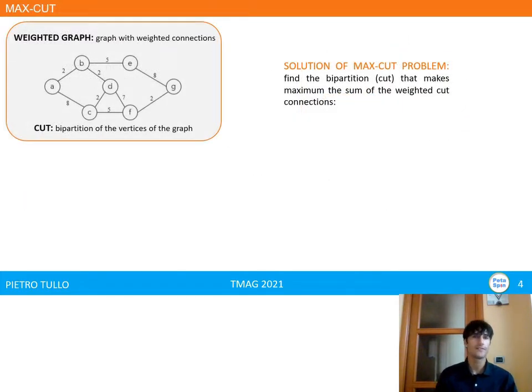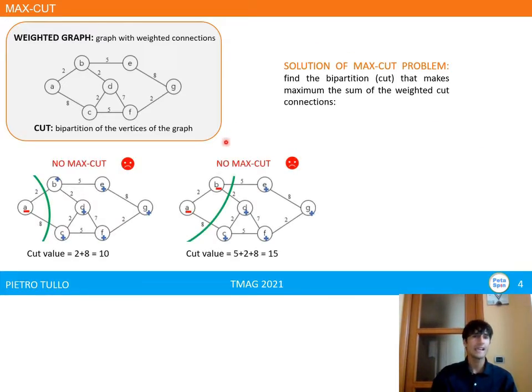So a weighted graph is a graph with weighted connections, and the cut is the bipartition of the vertices of the graph. So the objective of the max cut problem is to find the bipartition, or the cut, that makes maximum the sum of the weighted cut connections. Here we have some examples of a cut, but not of a max cut. Here we have a cut value of 10. Here we have a cut value of 15, but both are not a max cut.